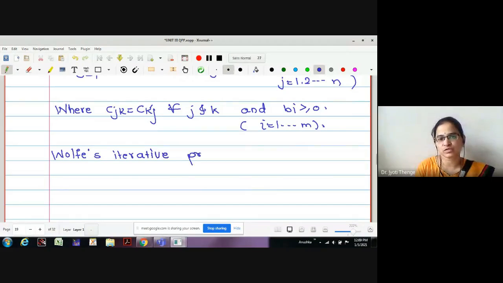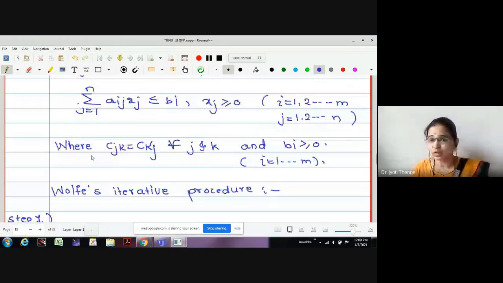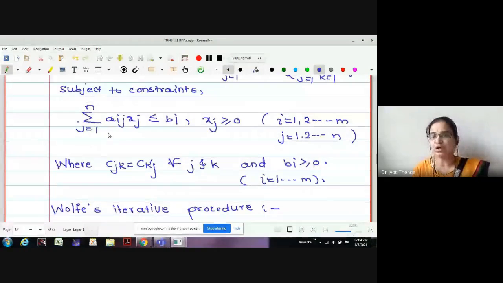Wolfe's iterative procedure. Let us go stepwise. What does step number 1 tell us? Step number 1 tells us to convert all the inequality constraints, including the non-negativity restrictions. First we will convert the non-negativity restriction to less-than-or-equal format, and then introduce the slack variables qi square in the ith constraint and rj square in the non-negativity restriction, and convert them to equalities.